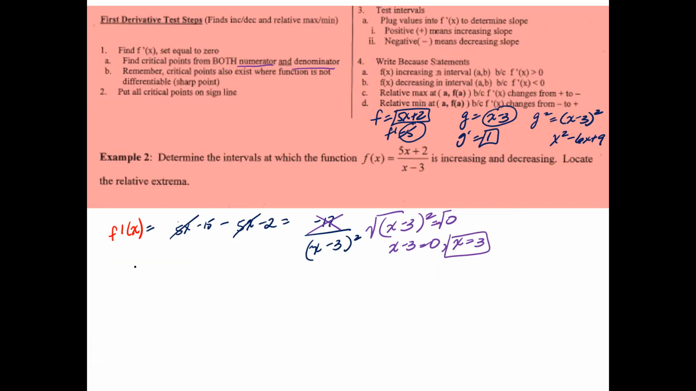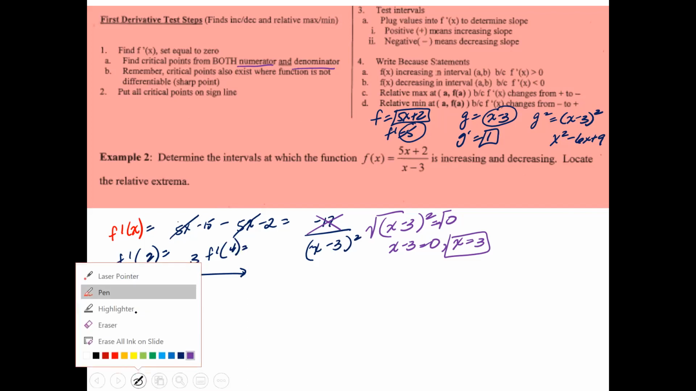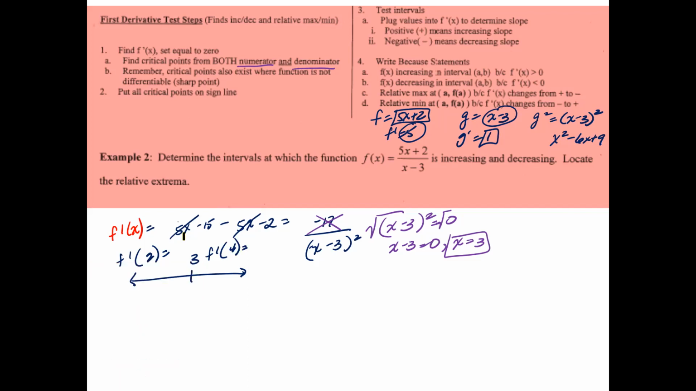So then, let's do a sign line. 3 is right there. I don't know if it's a max or min, but I'm going to go ahead and test it out. So let's plug a number in. Let's do 2 on the left side, and let's do a 4 on the right side. What you're going to do is use the first derivative, which is this formula right here, and plug in a 2 for x and a 4 for x to figure out if it's positive or negative.